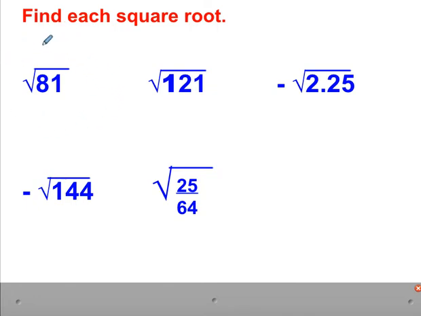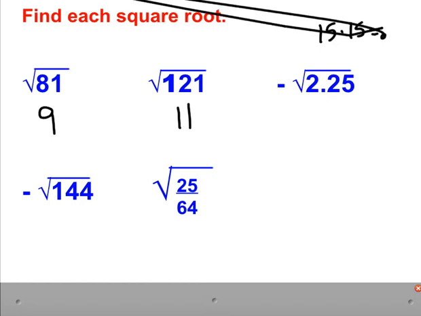Okay? So if we start looking at some of these square roots, I am looking for a number times itself that gets me 81. Well, 9 times 9 gives me 81, so my answer is 9. Or the square root of 121, that's 11, because 11 times 11 is 121. Or if I want this negative square root of 2.25, well, I know that 15 times 15 is 225, so it would make sense that 1.5 times 1.5 is 2.25, and then just like with absolute value, we do the square root first and then add the negative.